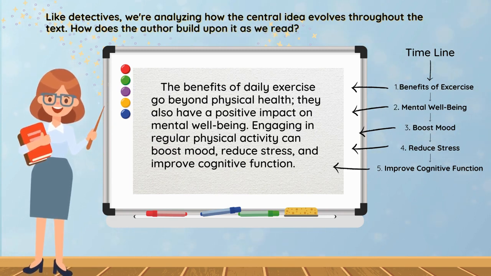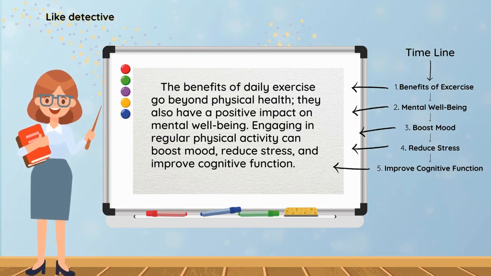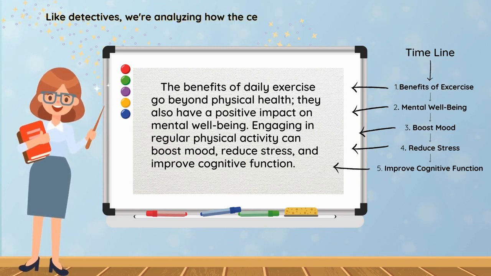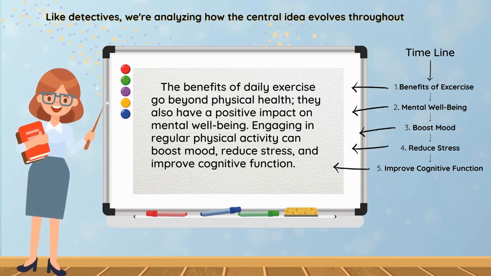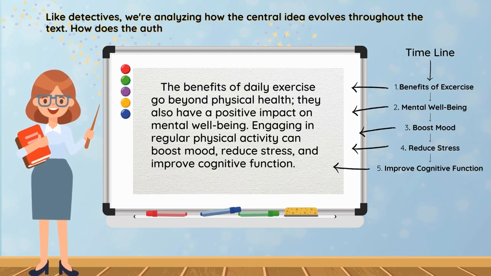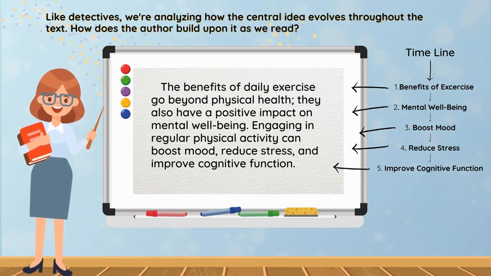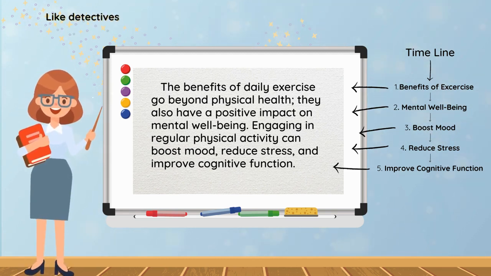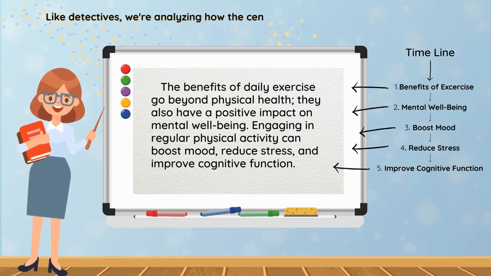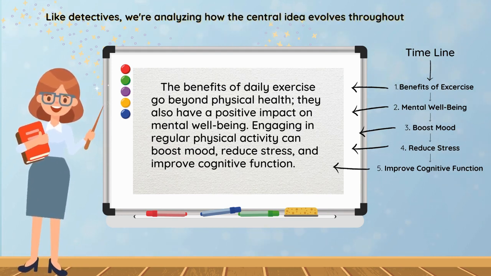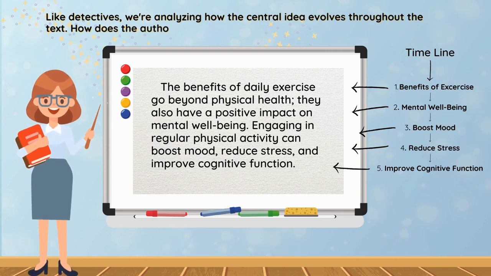Here's the author's timeline of this article. It starts with the benefits of exercise. It evolves into mental well-being, and then it evolves to boosting mood, and then to reducing stress, and then to number 5, improving cognitive function. We've journeyed through that text.